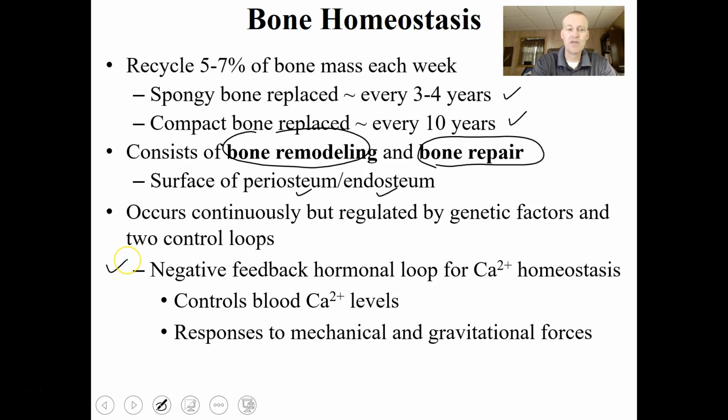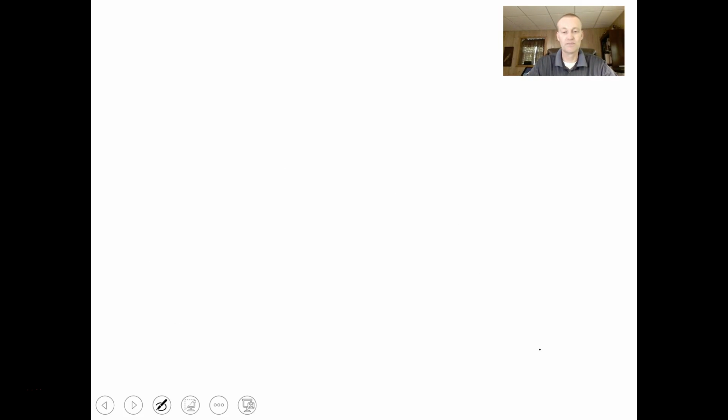In a negative feedback loop, we are going to control the blood calcium levels. Once we get the blood calcium levels to the levels that we need, it will shut down the reabsorption of calcium into the blood from the bone. This negative feedback loop a lot of times will occur because of mechanical or gravitational forces, and it's also, of course, controlled by hormones.